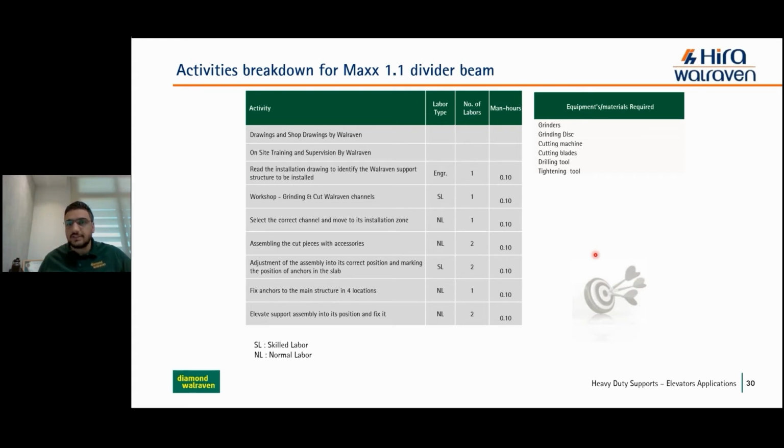Select the correct channel and move to its installation zone. The weight is very light, can be carried by 2 laborers. Assemble the cut pieces with the accessories, it's only bolting. You have slots all over on all the sides of the box profile. It will make it easy and flexible for adjustment, assembly into the correct position, and fixing anchors in the main structures. You have 4 locations to fix the anchors, then elevate the support assembly into position.